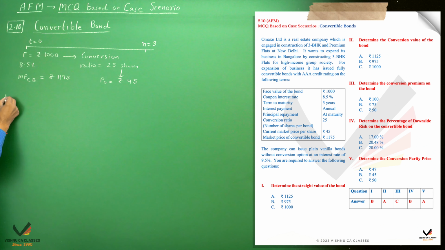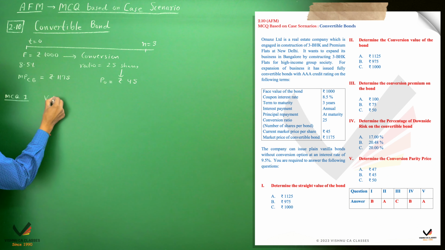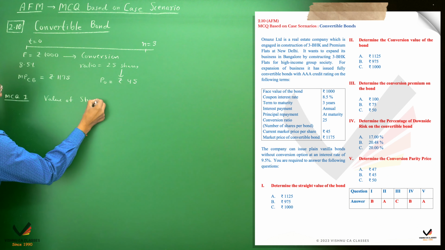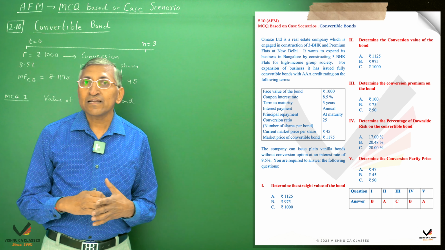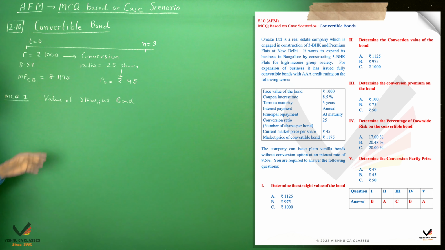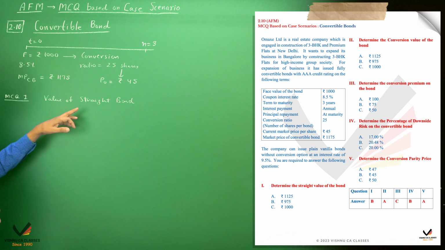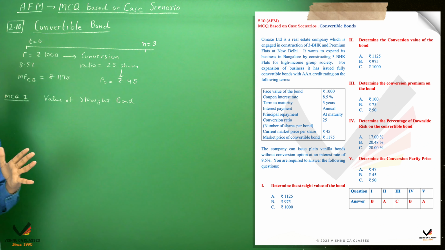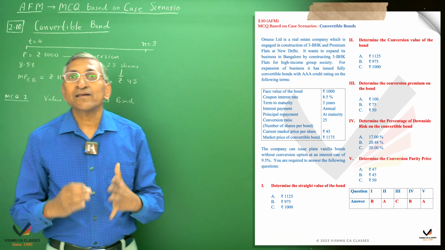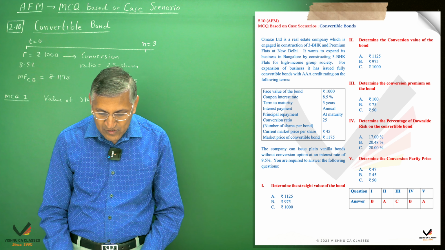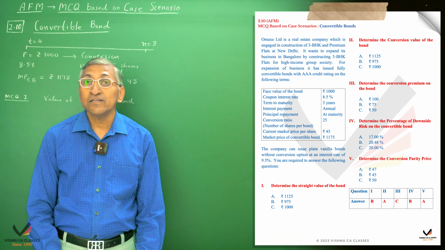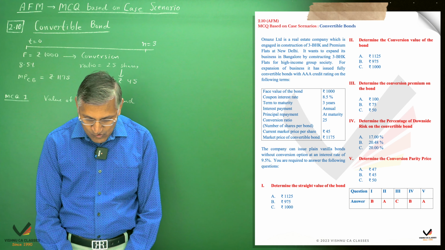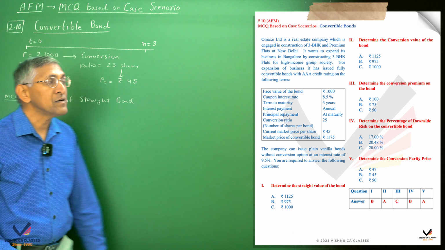So first one is MCQ number 1. So what is the value of our straight bond? So straight bond means if this bond is not converted into shares, then what will be its value, and if it is held till maturity. In that case, you will receive annual interest every year and you will get redemption value. And it is also given that required return in the market for this type of bond, if it is not converted into shares, is 9.5%.